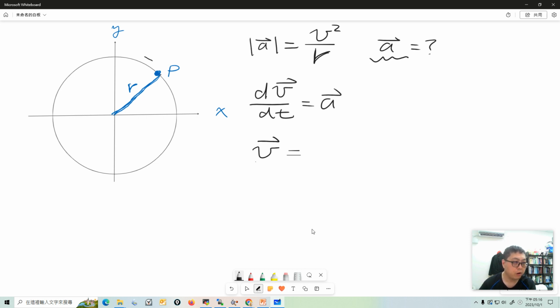Let's assume we have a point P here. A point object is doing uniform circular motion and now it has reached a point P. This point has the velocity. In uniform circular motion, the magnitude of the velocity vector we just call velocity. Let me draw another auxiliary line here. So we have a velocity here.